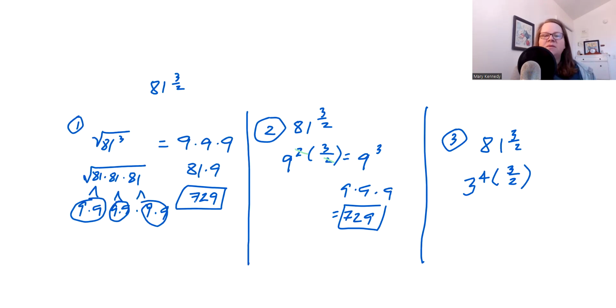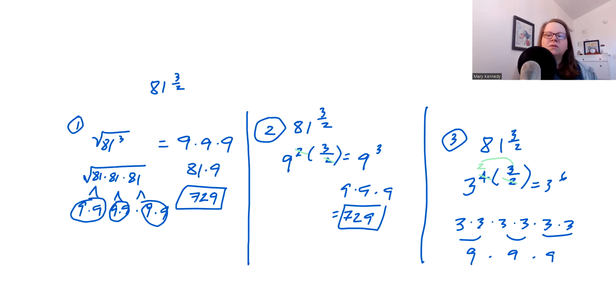So then you could do the same thing here as far as multiplying these fractions. So 4 divided by 2 is 2, and then 2 times 3 is 6. So this is really 3 to the 6th power. Well, then let's figure that out. 1, 2, 3, 4, 5, 6. So that's 9 times 9 times 9, which is for the third time the same as this, 729.